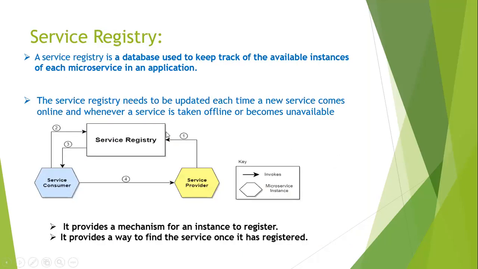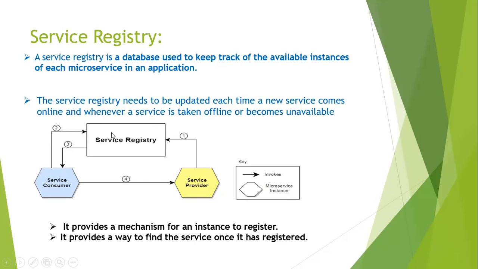Now we are studying service registry. Service registry is a database. Actually, it is a database used to keep track of the available instances. Normally it tracks the available instances of each microservice in an application, and the service registry needs to be updated each time a new service comes online, and whenever a service is taken offline or becomes unavailable.